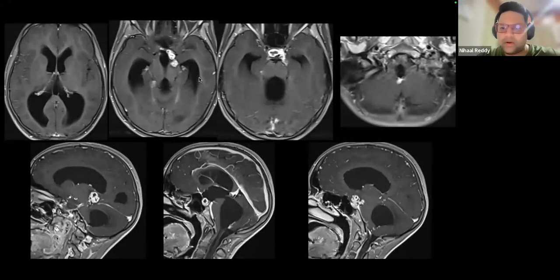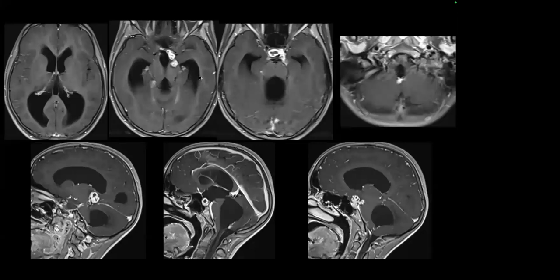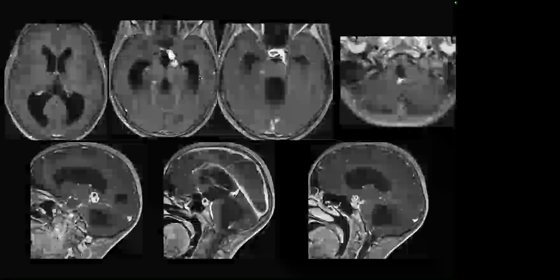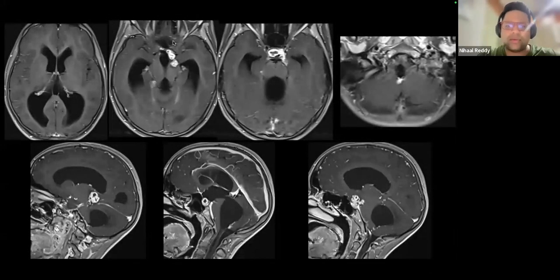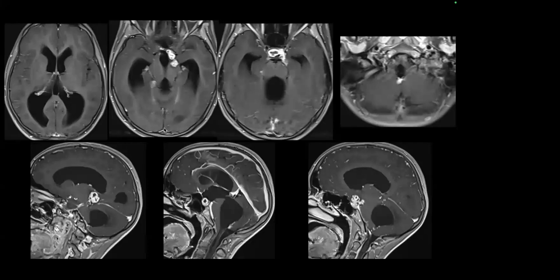Is the child on thalidomide or infliximab, Dr. Shikha? No, she is not. There are some suggestions that thalidomide can be tried for this child because of worsening tuberculomas.